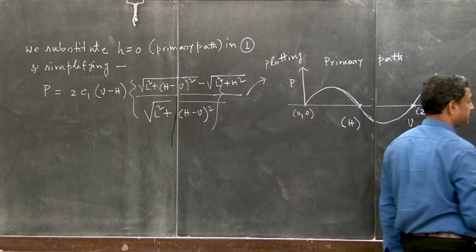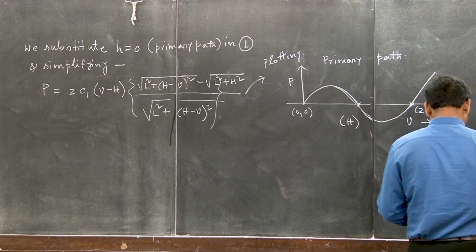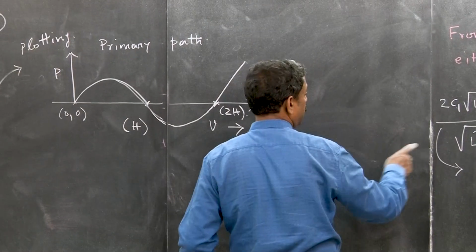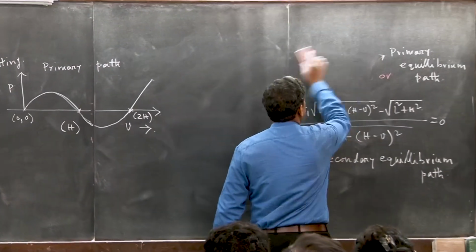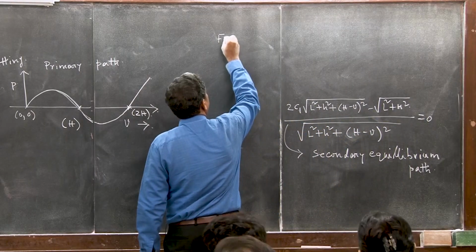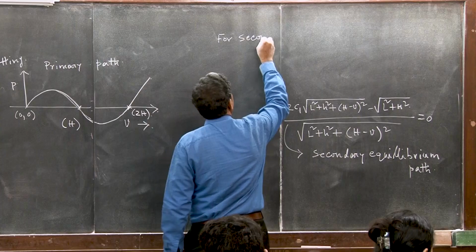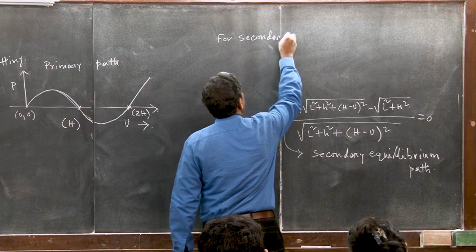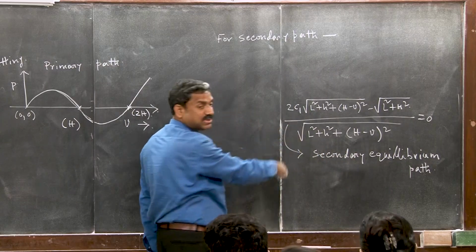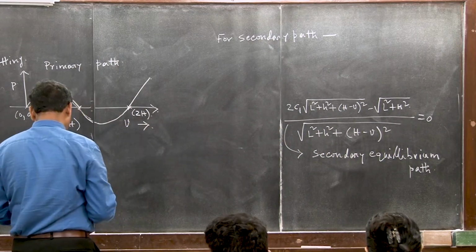Now, for the secondary equilibrium path, which one is this one? For the secondary path, the secondary path is this equation. We have to simplify it a little bit.